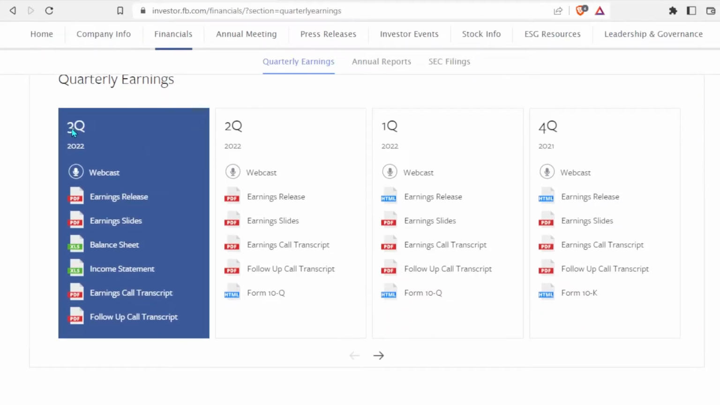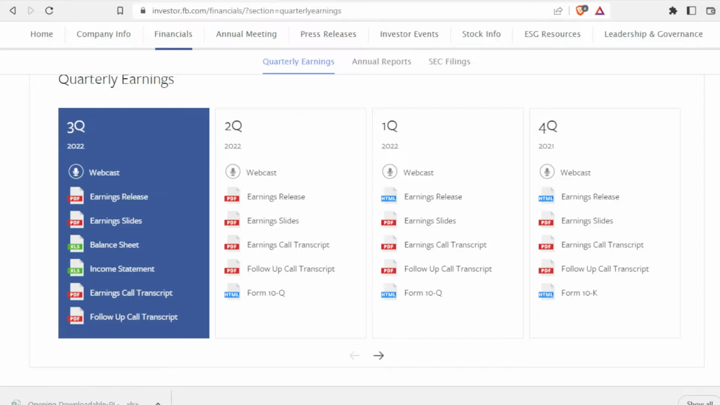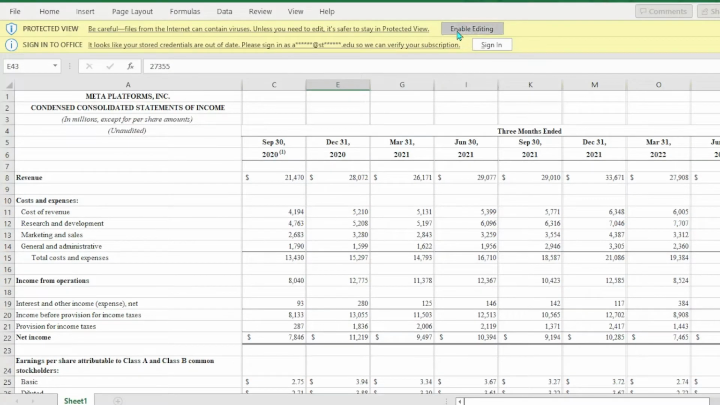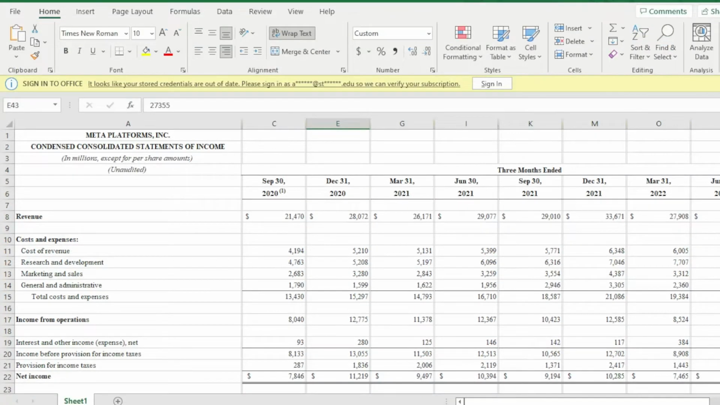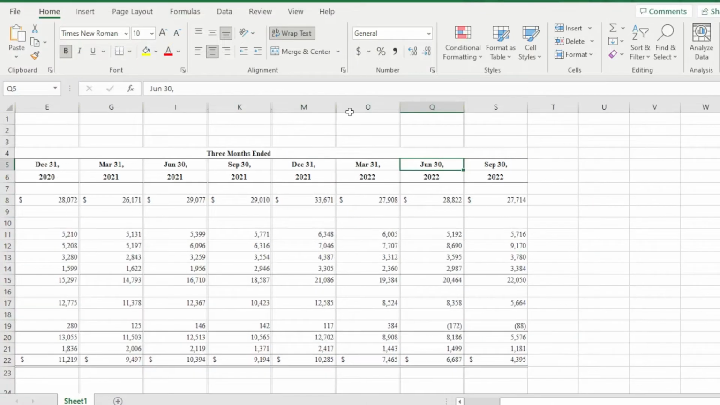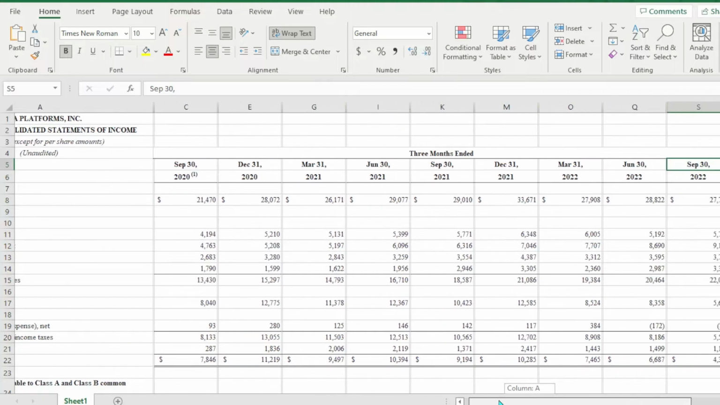Now we're focusing on Q3 2022. So let's go ahead, download this income statement. We're going to save it, and then we're going to go ahead and open that. We're going to enable editing. All right. So they give us many quarters of data. Let's just count. That's 1, 2, 3, 4, 5, 6, 7, 8. Move over a little bit. That's 9. But maybe 9 quarters of data is too much to work with.